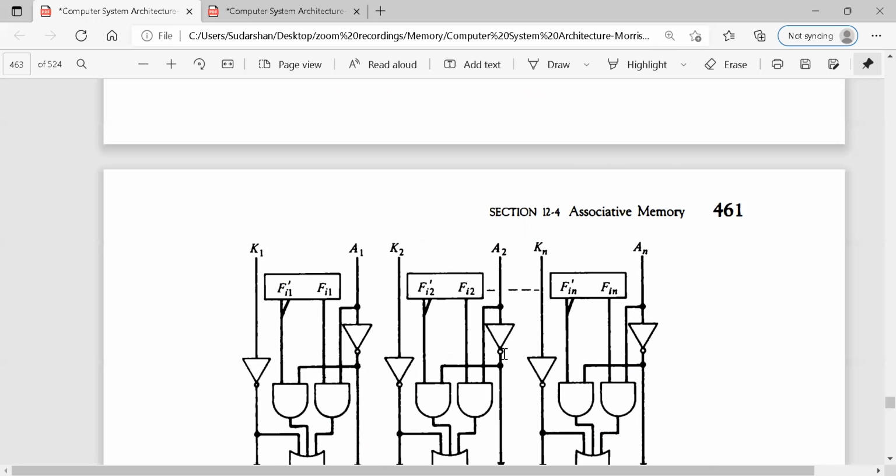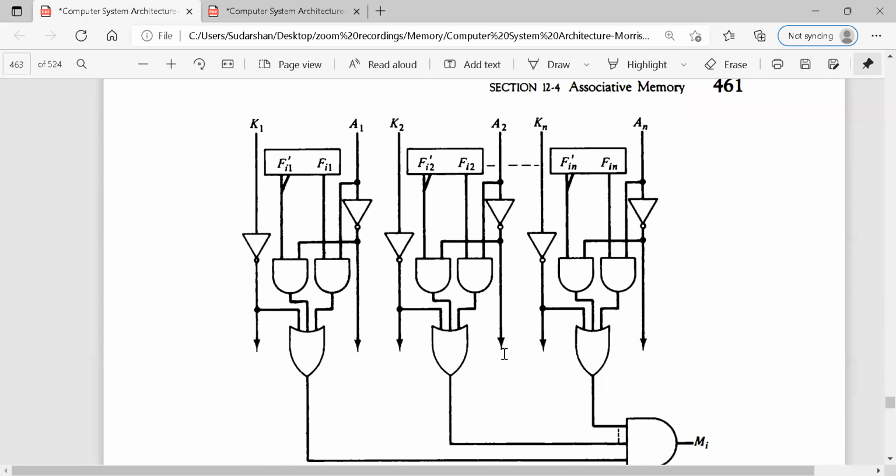Whenever you go in for the match logic, this is one way of doing it. Another way, you know pretty well, is the exclusive OR gate. This is a diagram we have to remember. But for want of time, let us not spend too much time on the match logic. You know the exclusive OR gate. Whenever the bits are different, the output is 1 in the case of an exclusive OR gate.